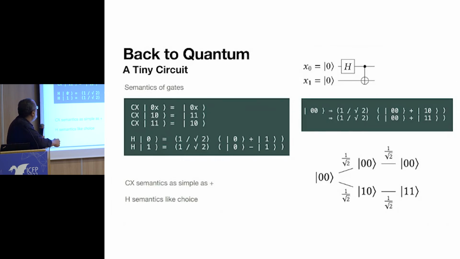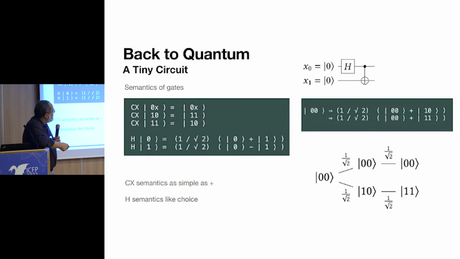Hadamard is interesting. It takes a 0 to 0 plus 1 and a 1 to 0 minus 1. And the sign is critical. The sign is a relative phase between the two choices, and that's going to be very important. We'll see that in a minute. Okay, so now if I have a tiny, tiny circuit like this, I start with 0, 0. Then I have a Hadamard on the first one, so the first one becomes 0 plus 1. And then I apply this CX gate on the second.